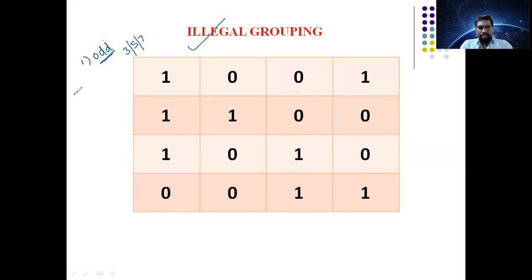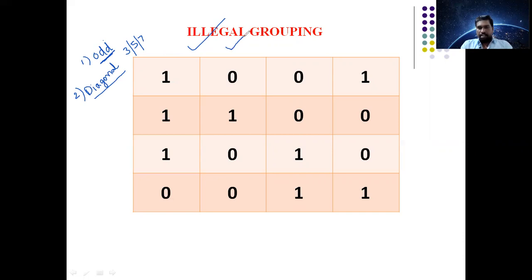And what is the second condition? If diagonal cells are grouped. Diagonal cells means the cells which are lying in crisscross method. If diagonal cells are grouped, then also you call it an illegal grouping. So illegal grouping can exist in two different conditions.